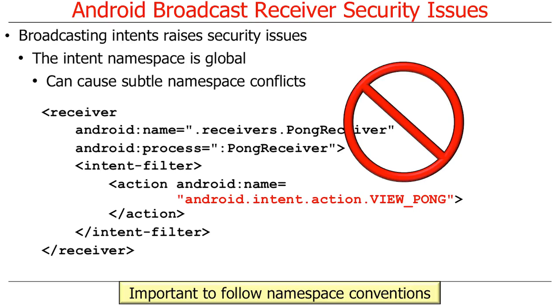For example, you can imagine a problem that would occur if you gave an action name to a receiver that used the Android namespace, which is android.intent.action. Of course, what we want to say here is something related to our MOOC or our particular application, as a way to bound it, our domain, for example. So it's important to follow namespace conventions and not steal the Android namespace or some other namespace.